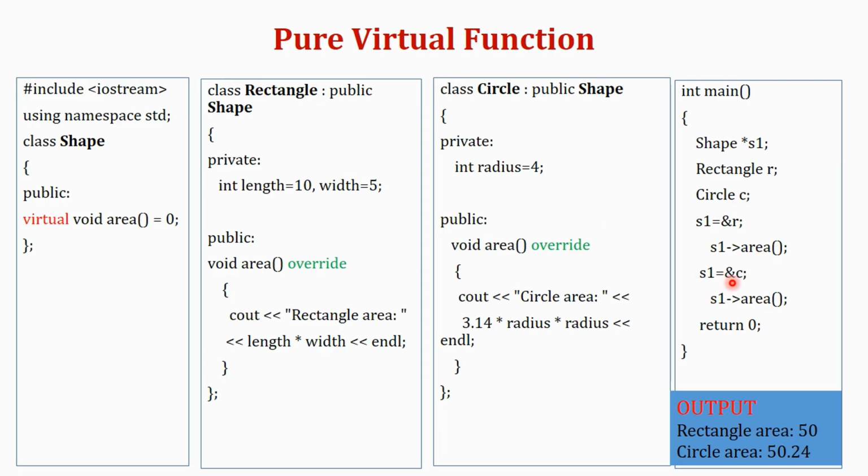The pointer points to the circle object, the address of the circle object. Now S1 dot area means the control comes to here because the pointer holds the address of the circle object, right? S1 dot area means automatically the control comes to here. The circle function will override the base function. So now it will execute here only, then it will print the circle area. So this is the way we are going to implement the pure virtual function.